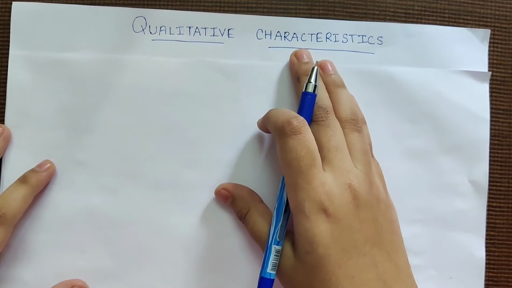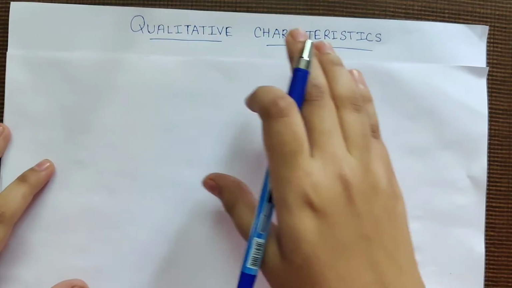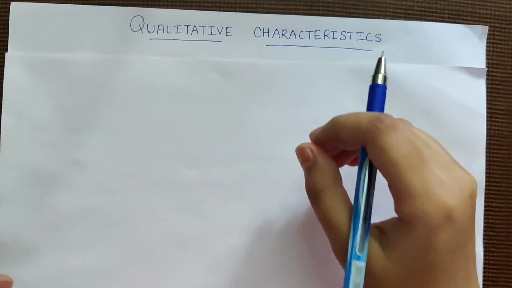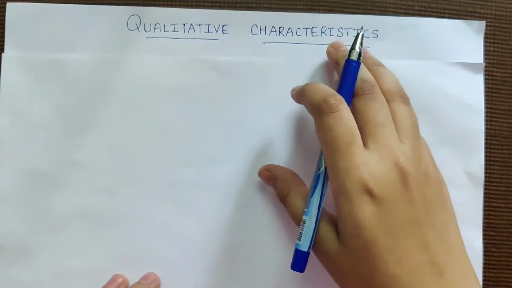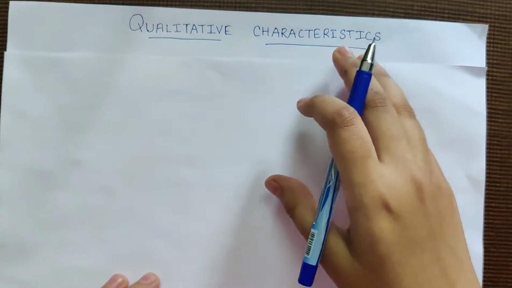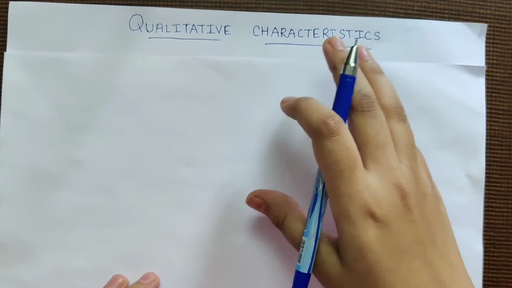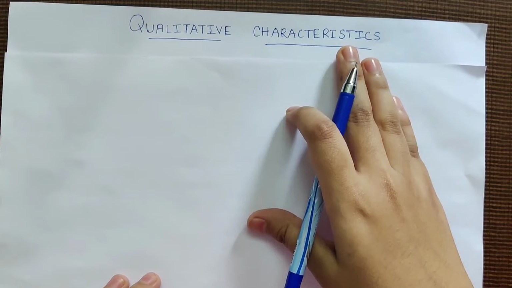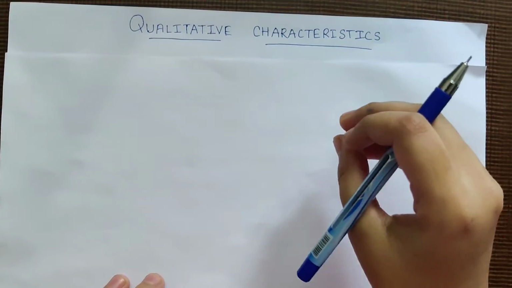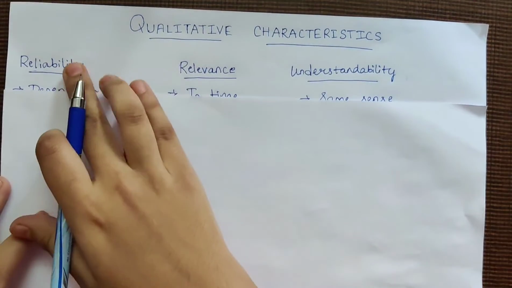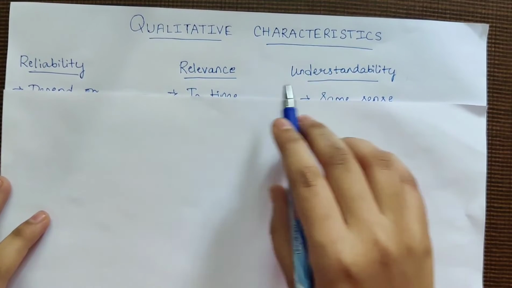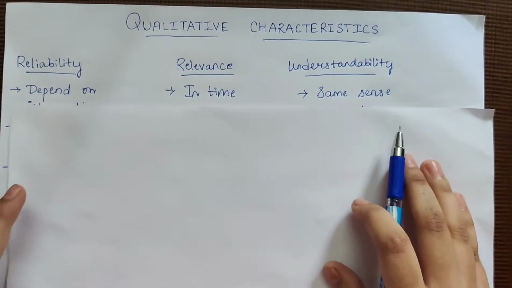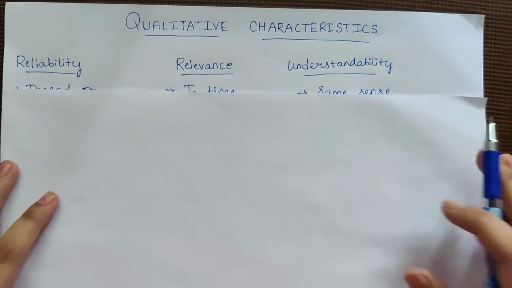So in today's video, we're going to study the qualitative characteristics of accounting information. The question that arises here is, why do we study these qualitative characteristics? Because in order to assess whether accounting information is decision useful or not, it must possess characteristics such as reliability, relevance, understandability, and comparability. So let us understand these characteristics in detail.